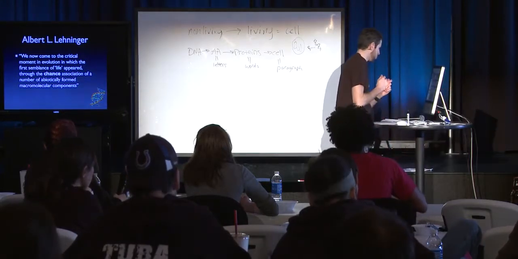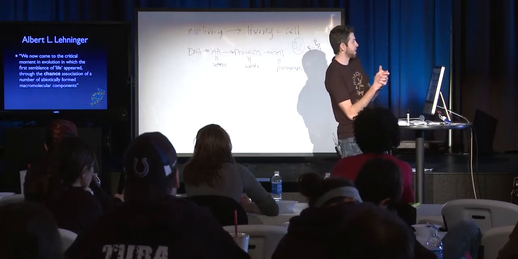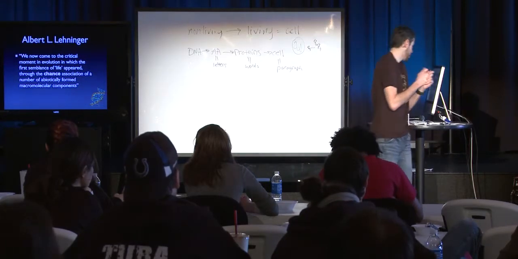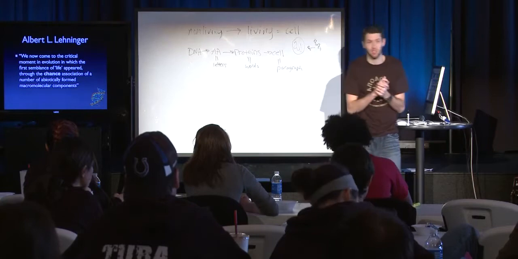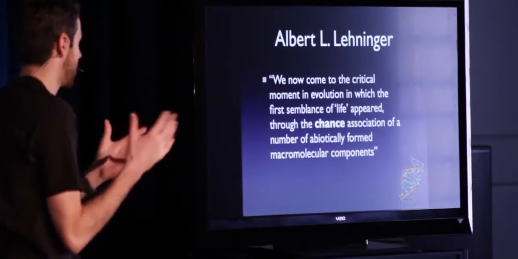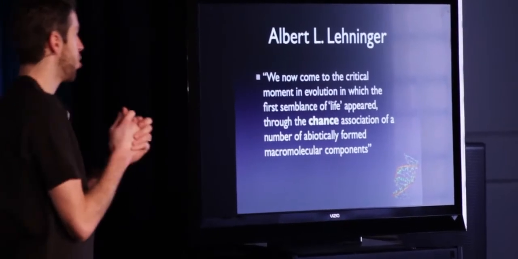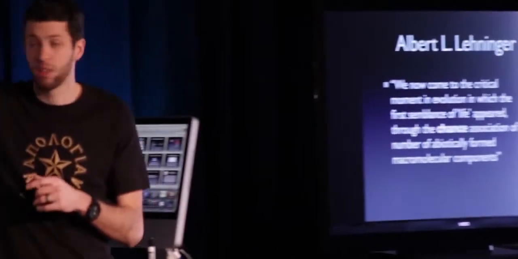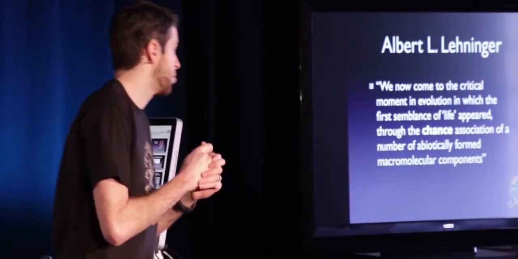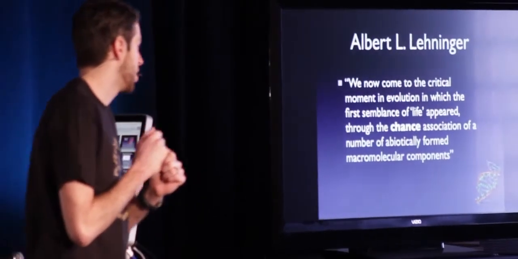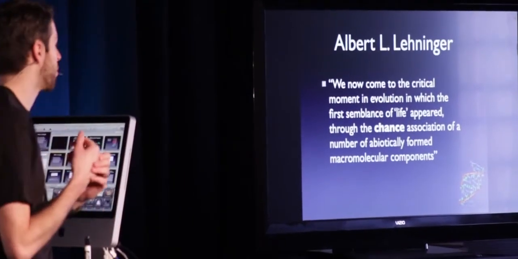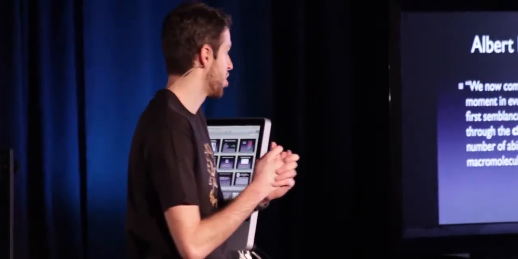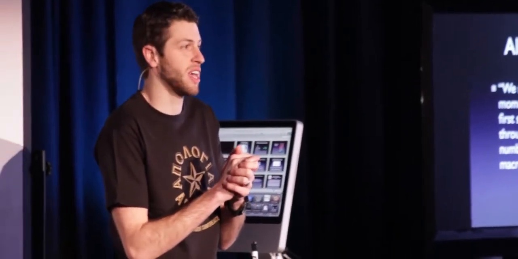And so what this guy, Albert Lehninger, said, he wrote biochemistry, sold thousands of copies. He's kind of the grandfather of biochemistry. He says, we now come to the critical moment in evolution in which the first semblance of life appeared, living, through the chance association of a number of abiotically formed macromolecular components. All right, a lot of syllables there. Don't get caught up in the syllables. What Albert's proposing is he's saying that life arose from chance.